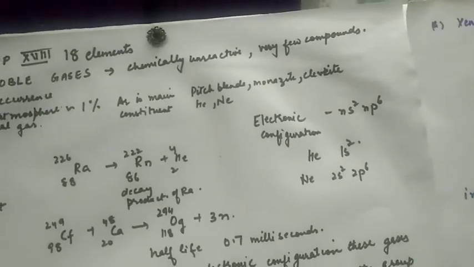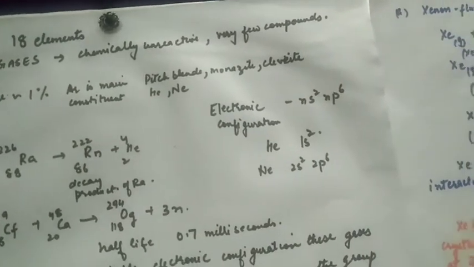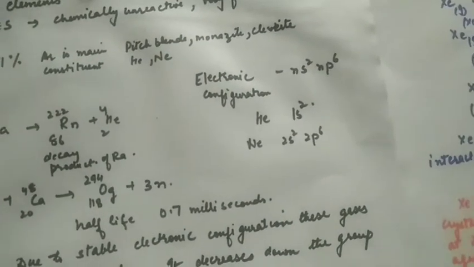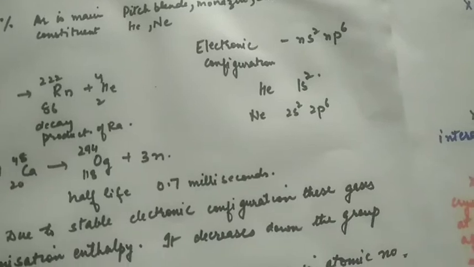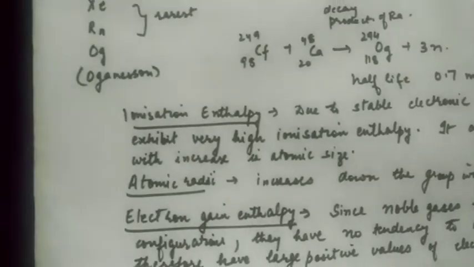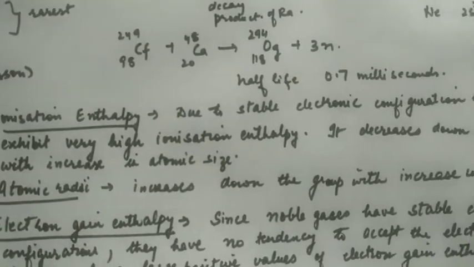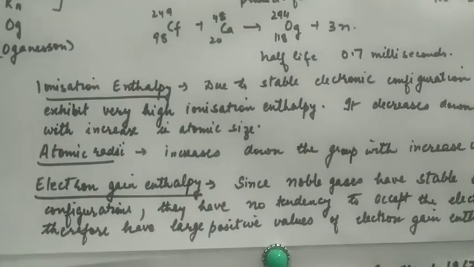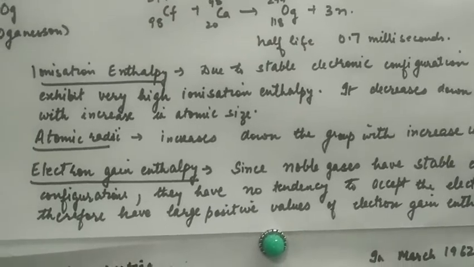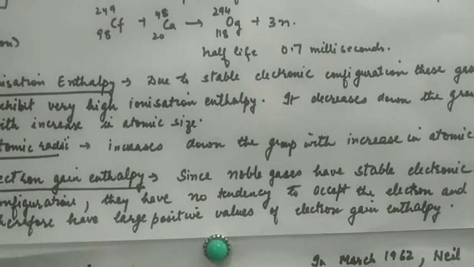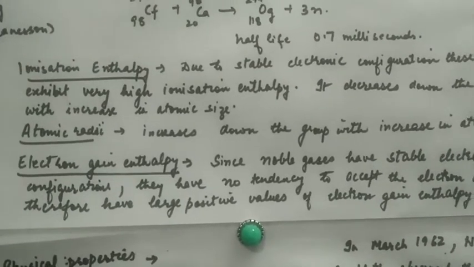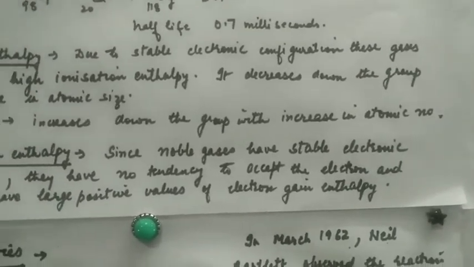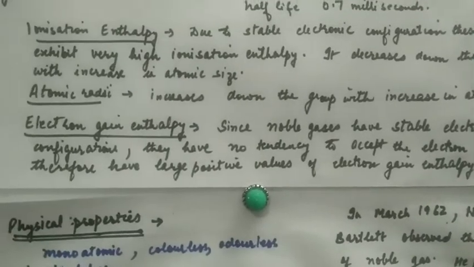These noble gases are very unreactive because they have a stable configuration of ns2 np6, except for helium, which has a stable configuration of 1s2. The ionization enthalpy, due to stable electronic configuration, these gases exhibit very high ionization enthalpy. It decreases down the group with increase in atomic size. The atomic radius also increases down the group with increase in atomic number.